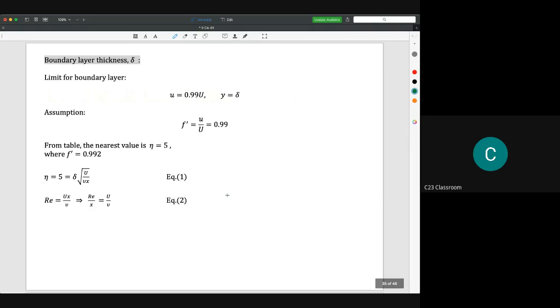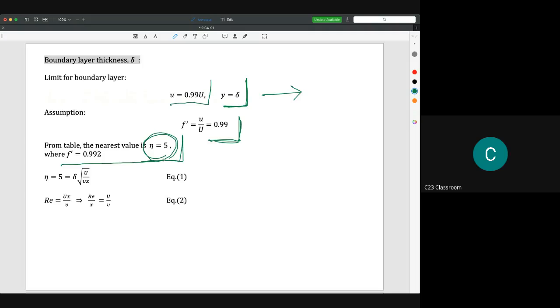Okay, so now as I said, we take u as 99% of capital U, and at that time we assume that y is equal to delta. So this is our real, exact definition of the boundary layer. And then from the table, we get that f prime is 0.99, and the nearest value is 0.0991612. And then the value of eta is equal to 5.